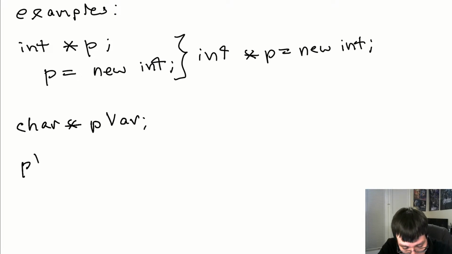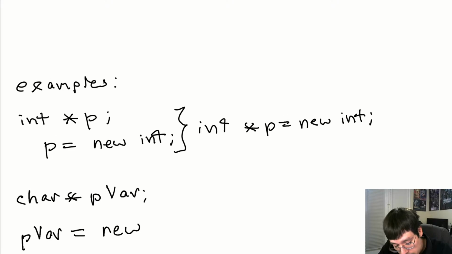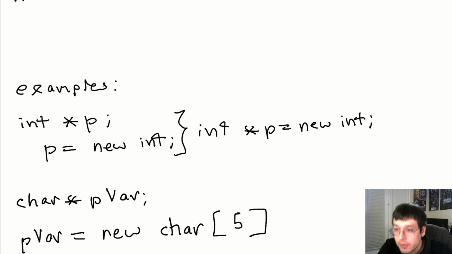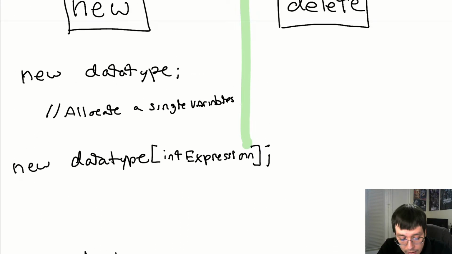But yeah, so if we want to make this variable store an address of your brand new allocated array, all you have to do is say new, the data type, which in this case is char, and then your expression, which we're going to say is going to be size 5. But this could be, and that's why I wrote int expression.